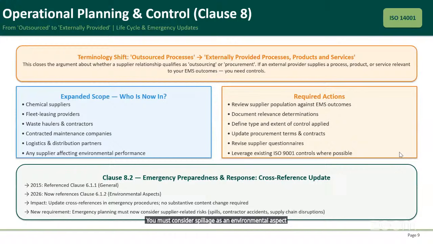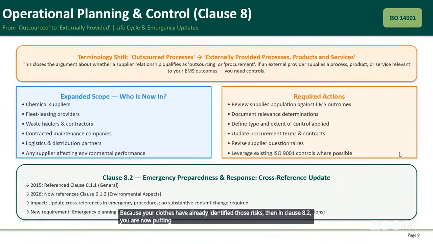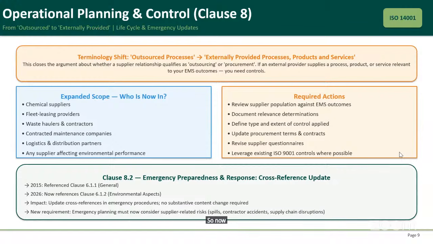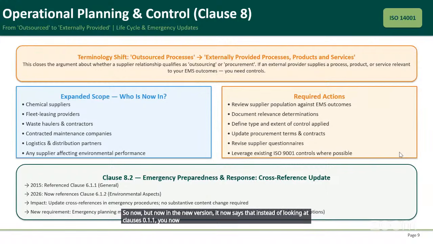Because your clause 6 has already identified those risks, in clause 8.2 you are now putting a plan in place to address, to plan for emergency. That's what we are talking about. But in the new version, instead of looking at clause 6.1.1, you now look at clause 6.1.2. As simple as that. That is the difference.